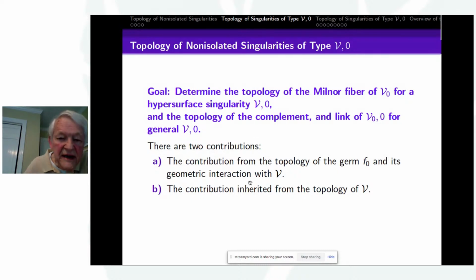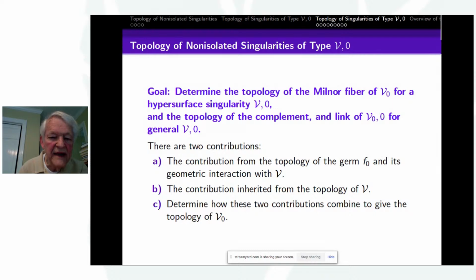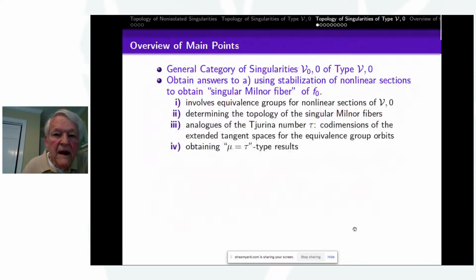But there's a second thing which can enter into it, and that is the contribution inherent from the topology of V. So this requires us to do two things. One, to figure out what the topology of V will be, with the Milnor fiber, complement and link, and to figure out how this topology is inherited by V0, what part of it continues to persist at V0. And there's actually a third part to this, namely to determine how these two contributions combine to give the topology of V0. So that's what we're going to do. So let me now give an overview of the main points of this. We're going to do two things. So we have two things in mind.